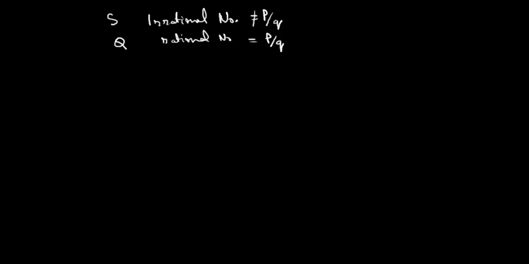Now let's come to a difficult question. Irrational numbers, we have studied in the last lecture, cannot be represented in the form p by q, whereas rational numbers are in the form p by q. Now the question is, if I denote irrational numbers by S and rational numbers by Q, which one is bigger, irrational or rational?